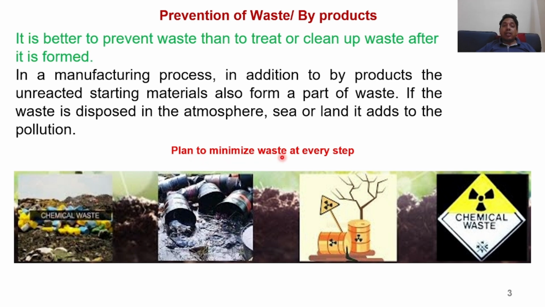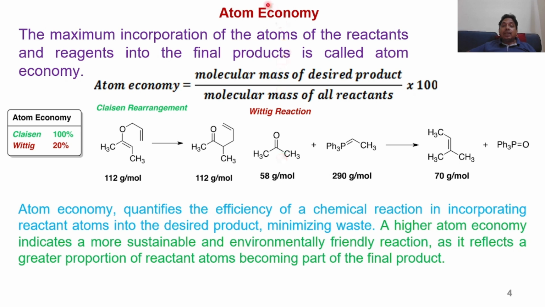The second principle, an important one, is atom economy. Atom economy can be defined as the maximum incorporation of the atoms of the reactants and reagents into the final products. You can calculate it using this formula: atom economy is equal to the molecular mass of the desired product divided by the molecular mass of all the reactants, multiplied by 100.